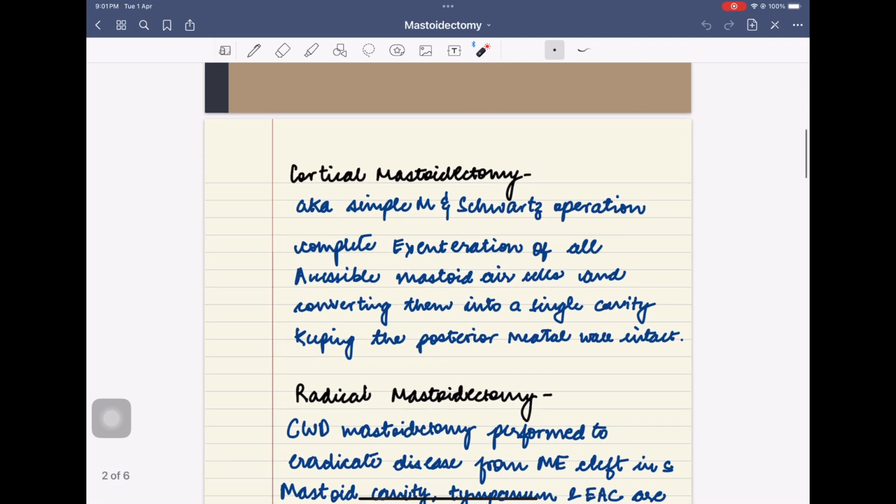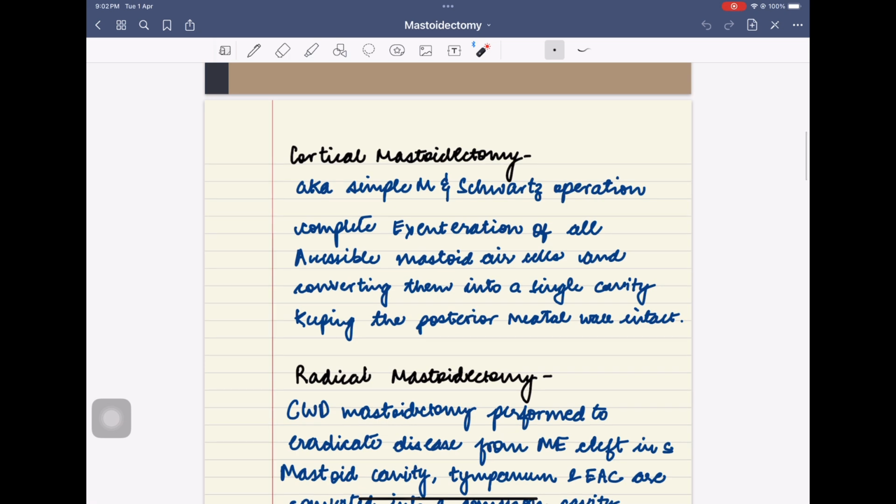Now let's begin. Coming on to cortical mastoidectomy. It is also known as simple mastoidectomy or Schwartz operation. There is complete exenteration of all accessible mastoid air cells and converting them into a single cavity, keeping the posterior meatal wall intact.